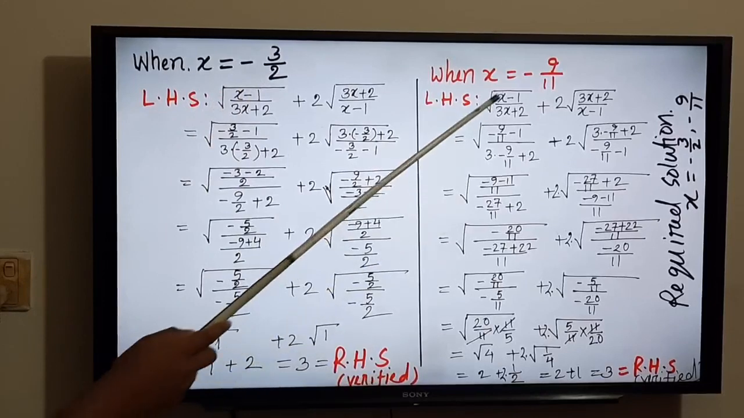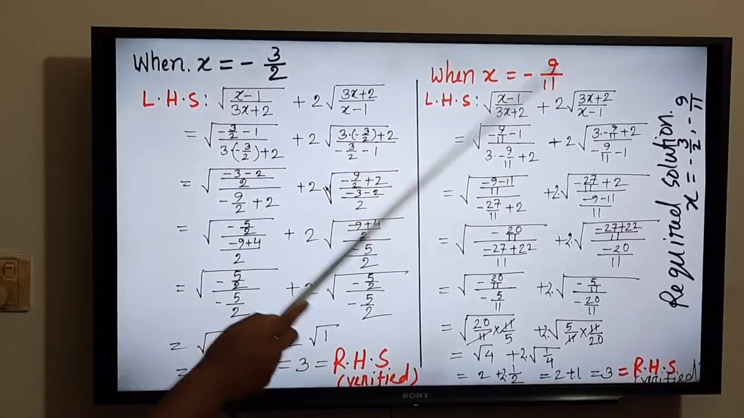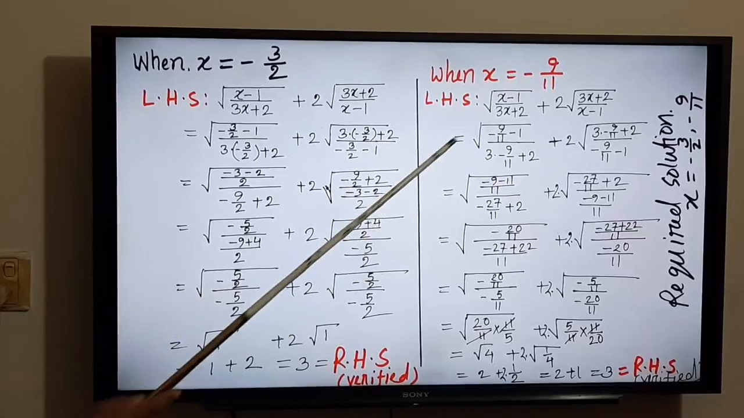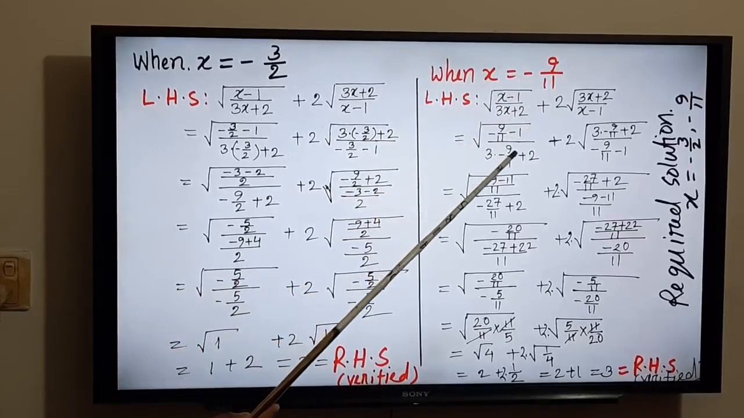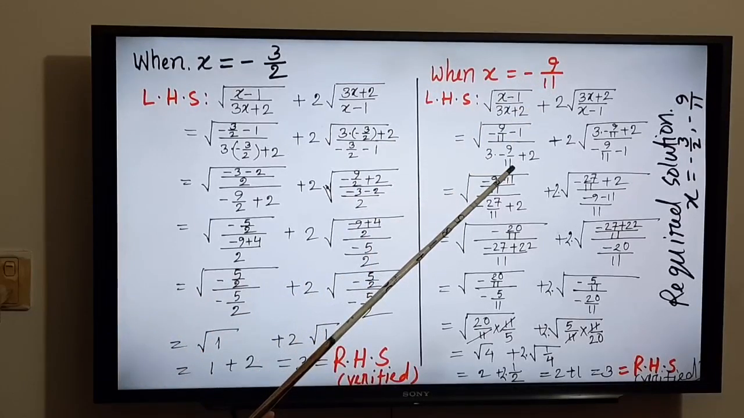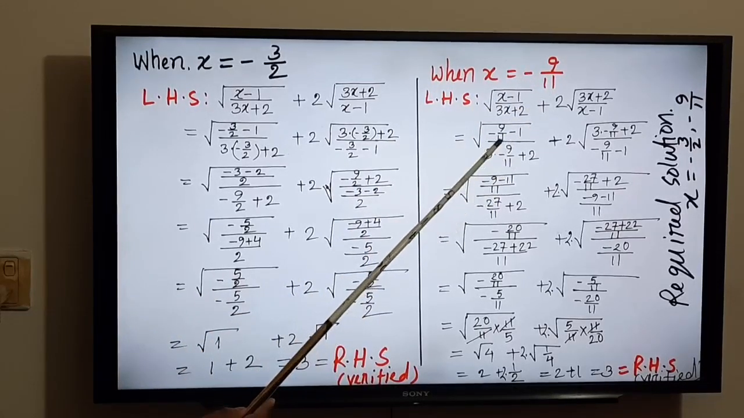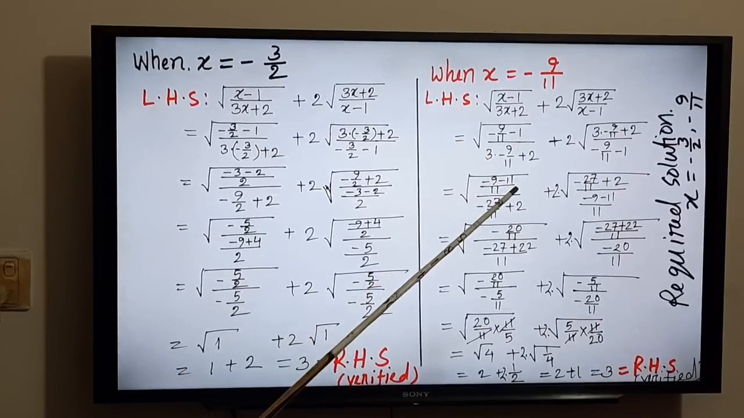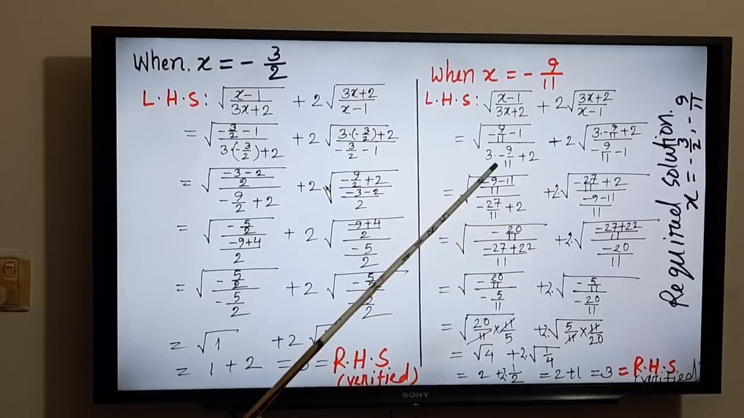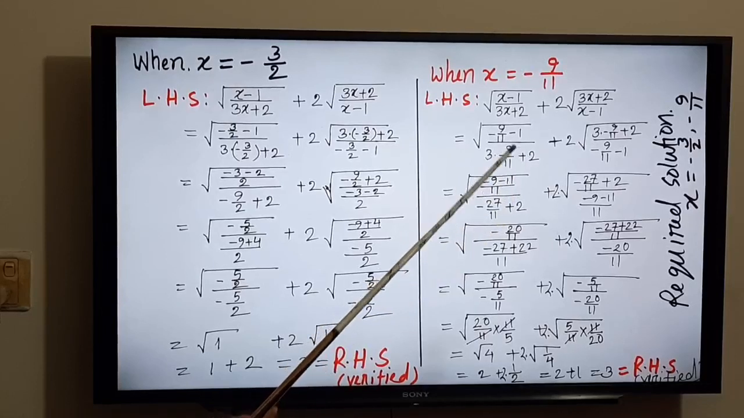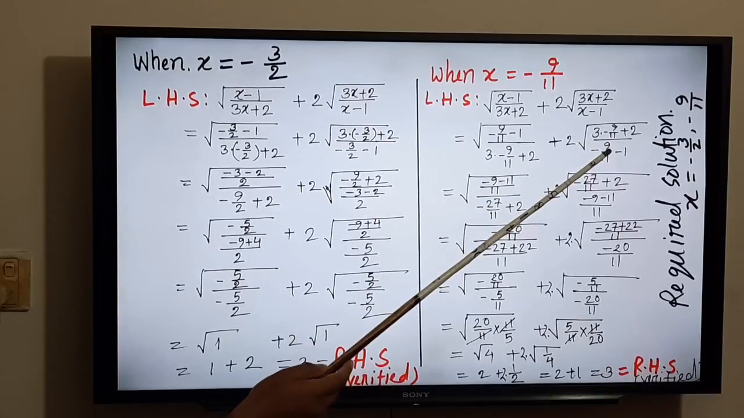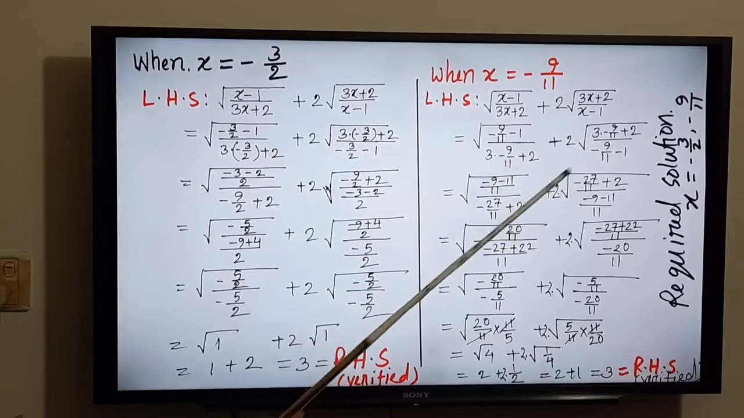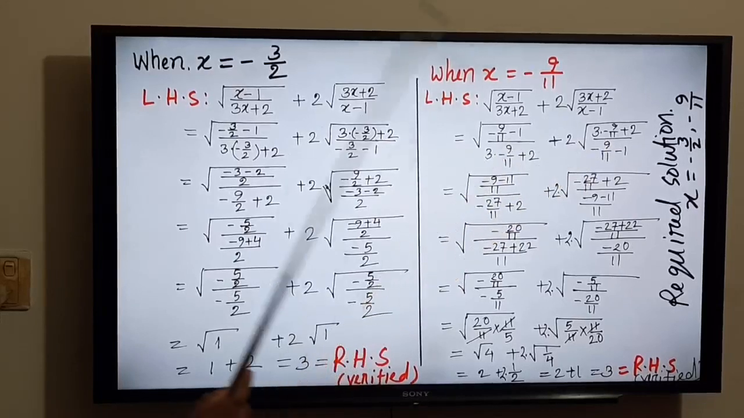And now also for minus 9 divided by 11. So x is replaced by minus 9 divided by 11. So minus 9 minus 11, LCM is 11. And in this term, 3 into minus 9 is equal to minus 27 divided by 11 plus 2. And this term is the same, so no need to discuss, just this is the reverse term of this.